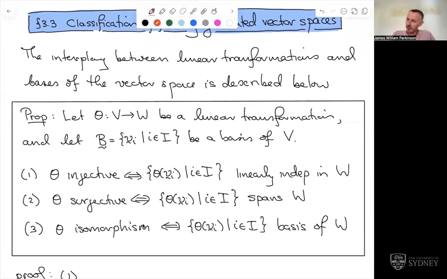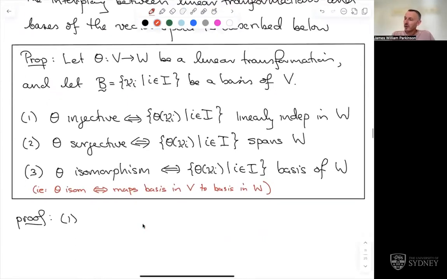Okay, so maybe I'll write that again. Theta is an isomorphism if and only if it maps a basis in V to a basis in W. That's the sort of punchline, actually. All right, but we'll prove this. So first one, suppose theta is injective.